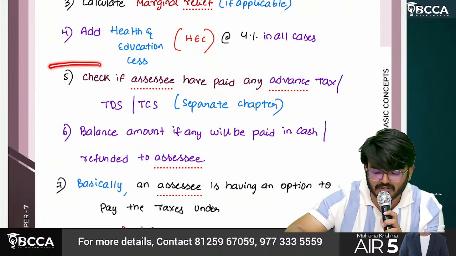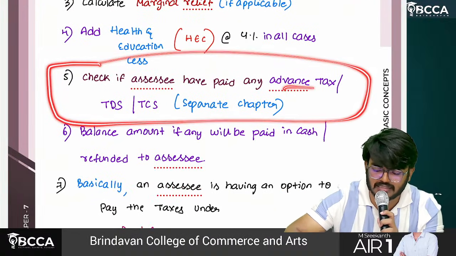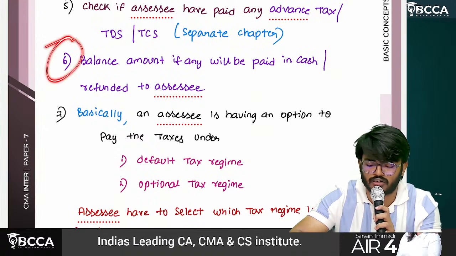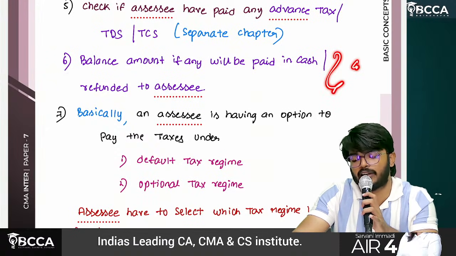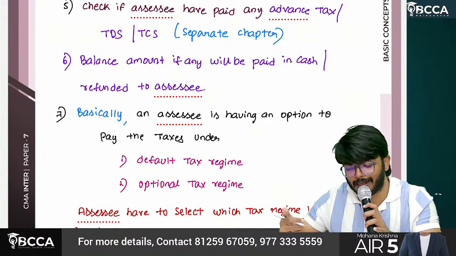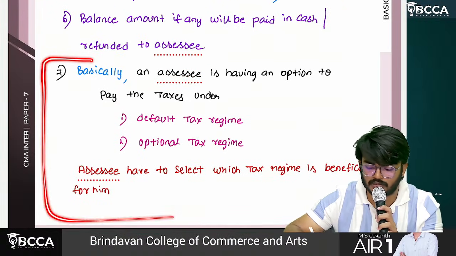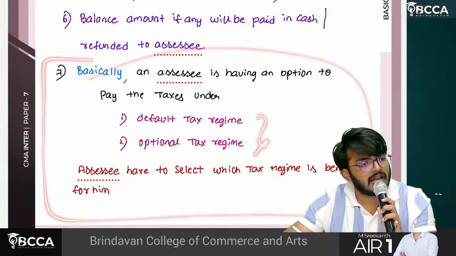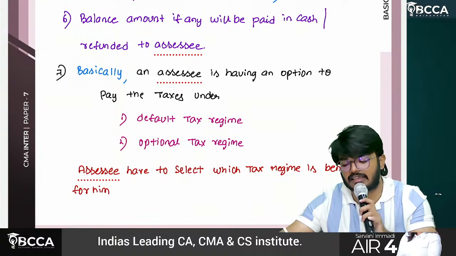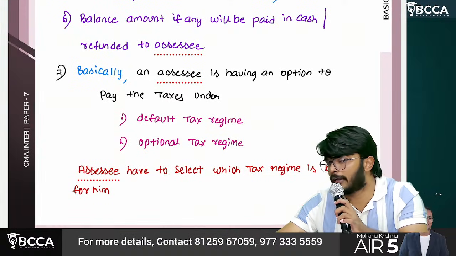Next, this we are having in separate chapter, advanced tax, TDS, TCS, and sixth point also we will. This is a common sense point, so I will explain this point also slowly. But this point you have to check. 2 tax regimes will be there. SSE have to select which tax regime is beneficial. Okay, so fine.